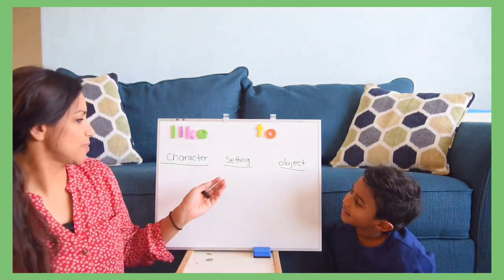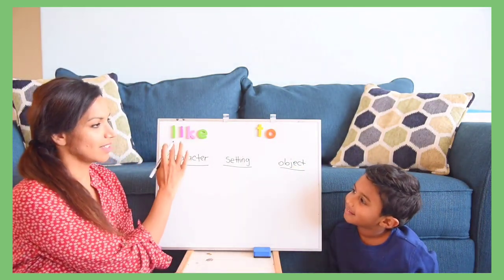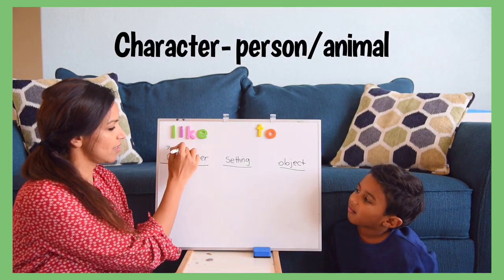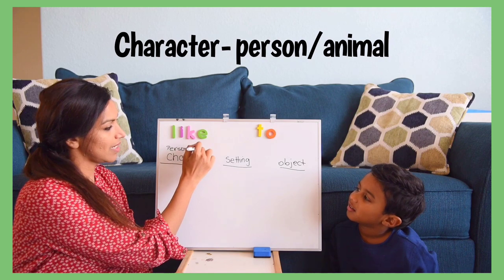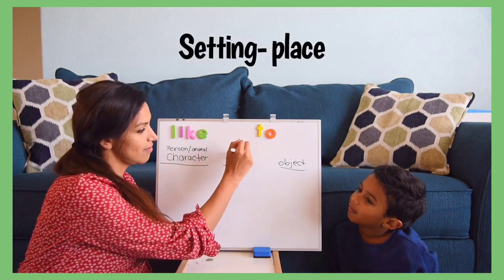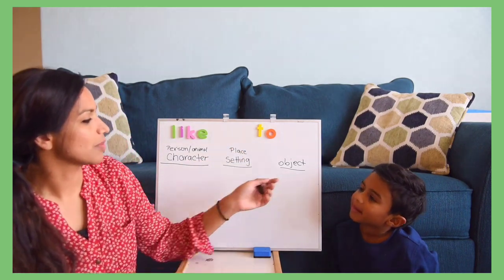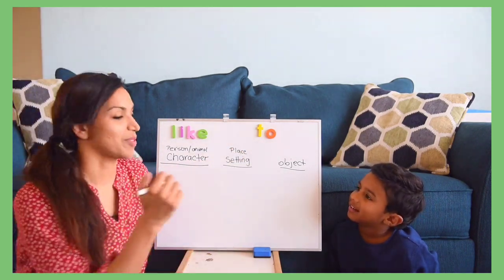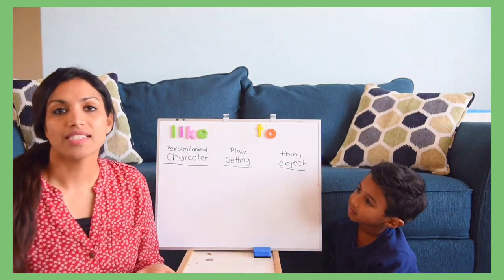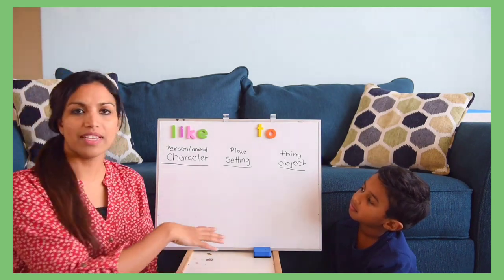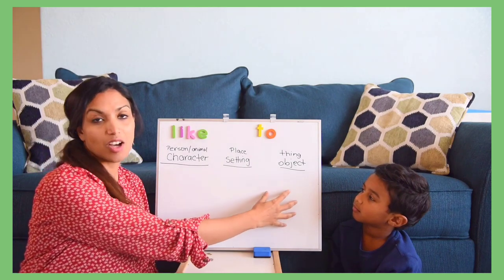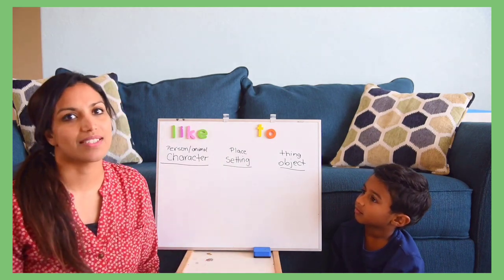Now, these are fancy words, but character just means a person or animal. So we're going to write a person or animal. Like a noun, right? Setting would be a place. And what would an object be? What is a noun? A person, place, thing. It's a place thing. We need to create sentences, but to motivate kids, we will go ahead and give them a character, a setting, and an object so they could come up with their own sentence.